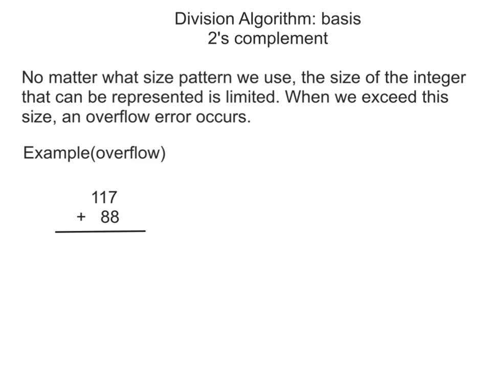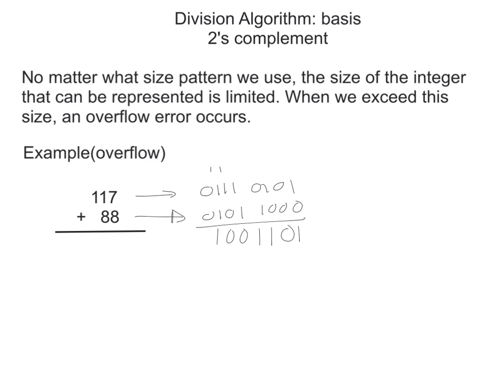As an example of overflow, if we add 117 to 88, 117 is 0, 1, 1, 1, 0, 1, 0, 1 in 2's complement. 88 is 0, 1, 0, 1, 1, 0, 0, 0 in 2's complement. Again, we're going to add: 1 and 0 is 1, 0 and 0 is 0, 1 and 0 is 1, 0 and 1 is 1, 1 and 1 is 2, so we carry the 1, 1 and 1 is 2, so we carry the 1, 1 and 1 and 1 is 3, so we have 11.